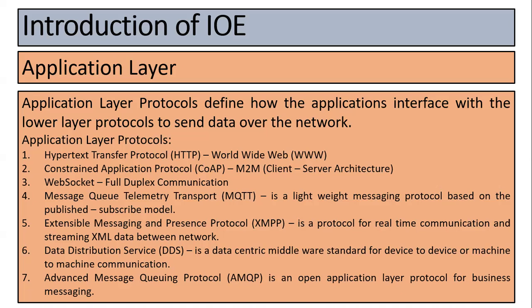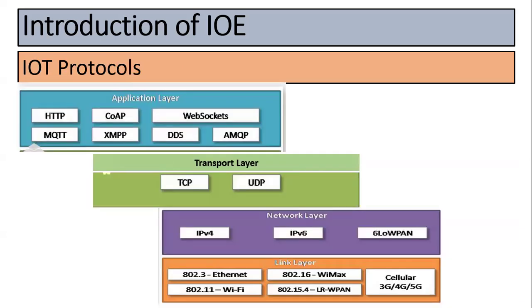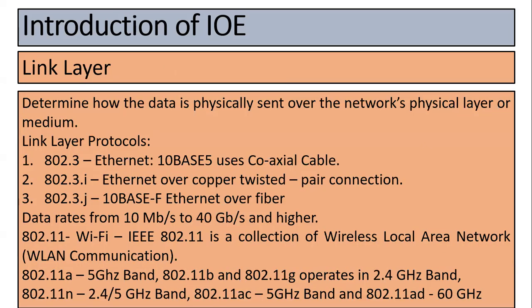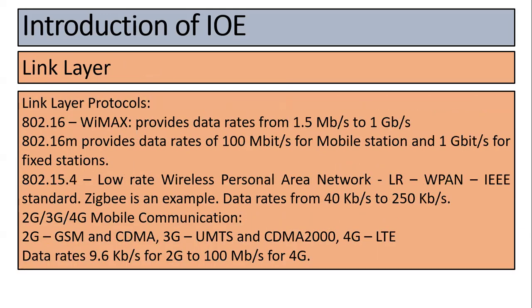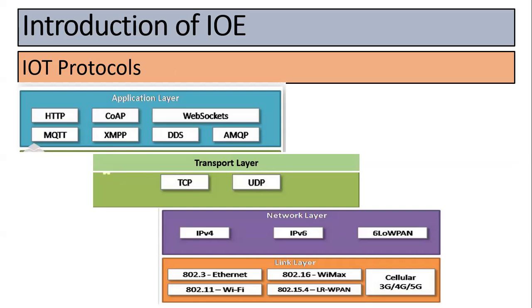So in an IoT system you can see we have these layers available: link layer, transport layer, application layer. One network layer is there, but under that IP address is there, which you already know. We are using IPv4 or IPv6.